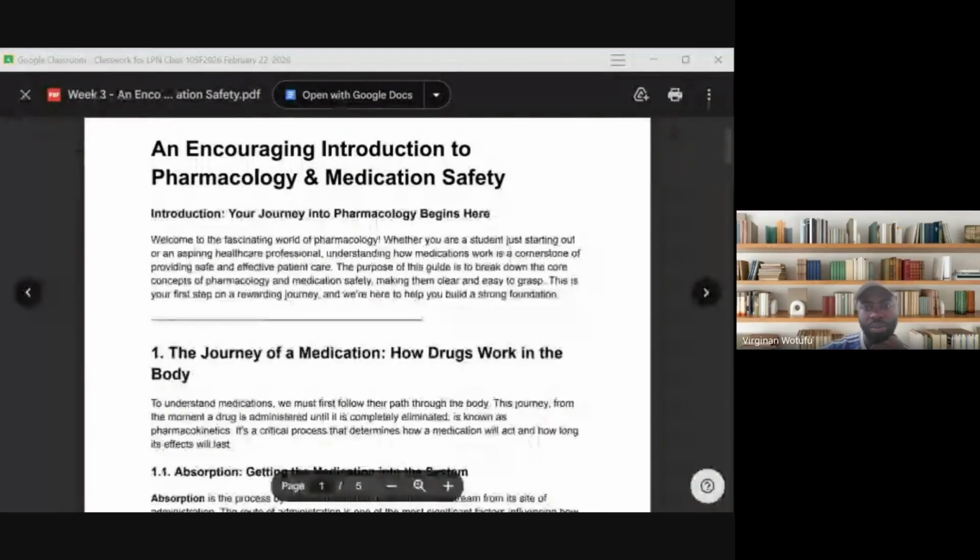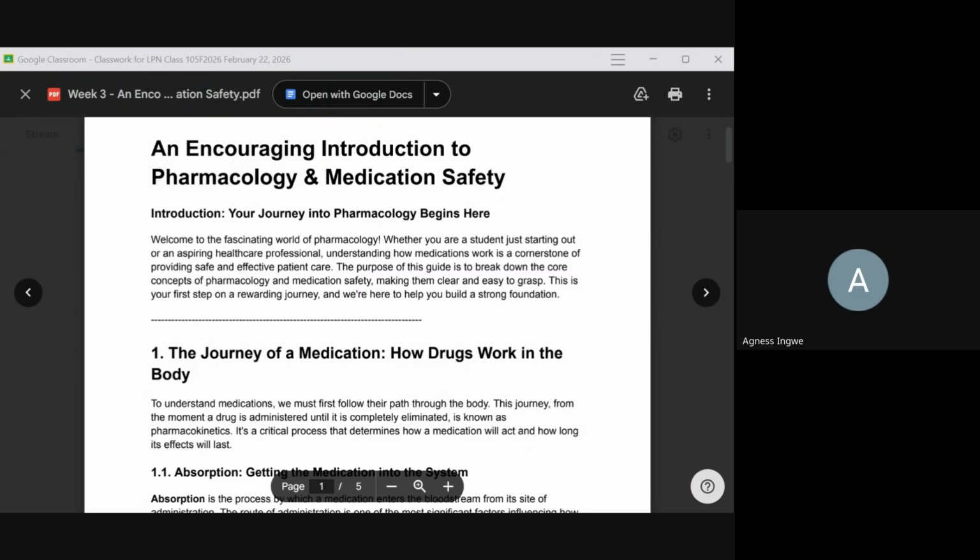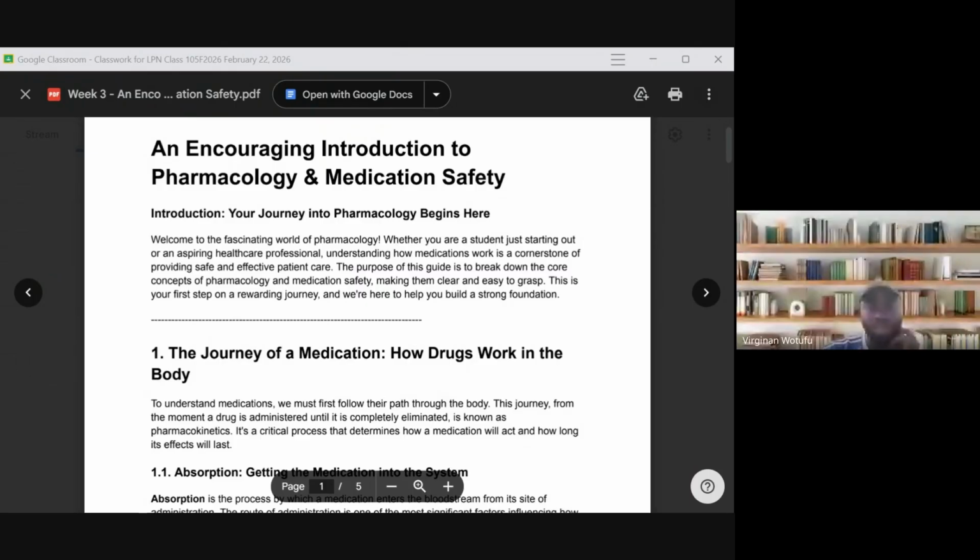Let me share my screen so that we can actually have a view. Can we all see my screen? Guys, can we see my screen? Yes, the presentation. Okay.